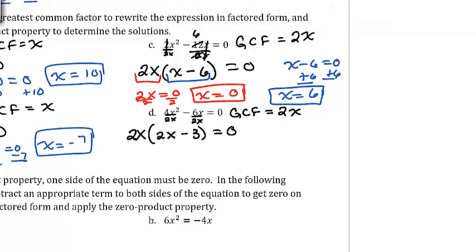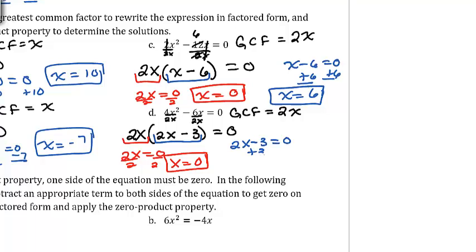And back to setting each equal to 0. So if 2x equals 0, we would divide by 2 on both sides, and that gives us the solution x equals 0. And then we take 2x minus 3 and set that equal to 0. Add 3 to both sides. We get 2x equals 3, and then divide by 2. That gives us x equals 3/2, and you can leave it right like that as a fraction.